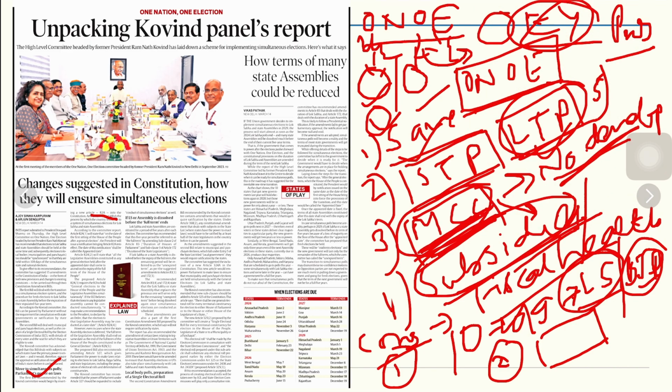Now we would be talking about the proposed bill that recommends amending Article 327, which gives Parliament the power to make laws relating to elections to Lok Sabha, Rajya Sabha and state legislatures, including the preparation of electoral rolls and delimitation of constituencies. The Kovind panel has recommended that the power of Parliament under Article 327 should be expanded to include the conduct of simultaneous polls as well.